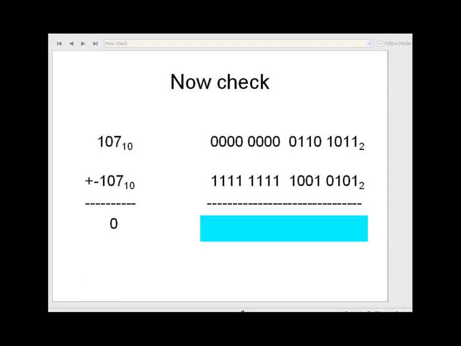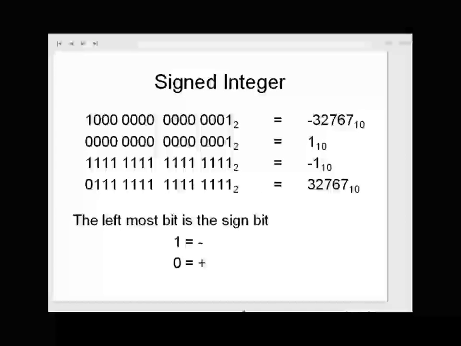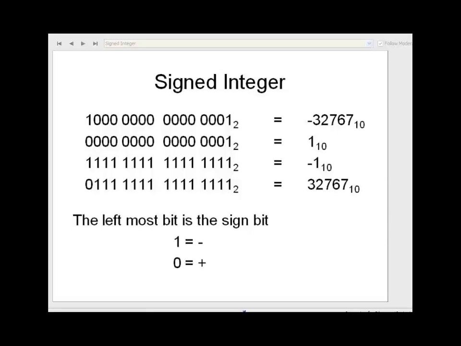When we add them together, 1 plus 1 is 0, carry the 1. 1 plus 0 plus the 1 from the carry is 0, carry the 1. And as we go through, we find that the whole thing is 0. So 2's complement works. It gives us the negative equivalent of 107. Okay, all this has got horribly, horribly complicated, and it doesn't get much better.